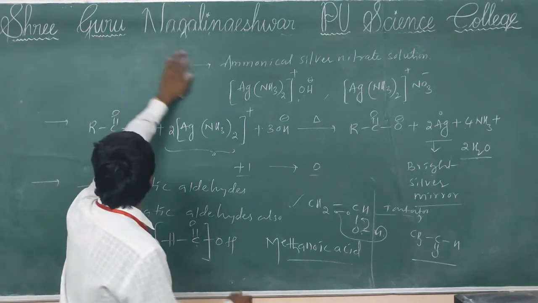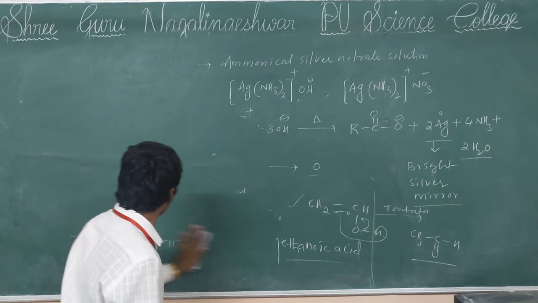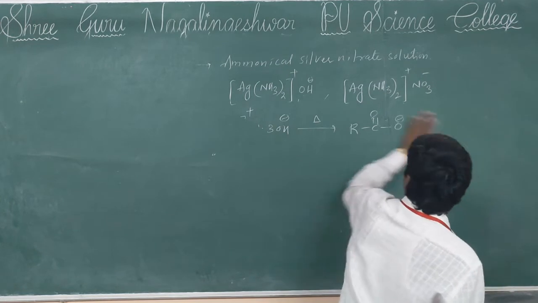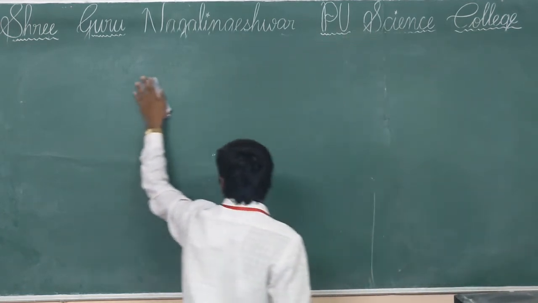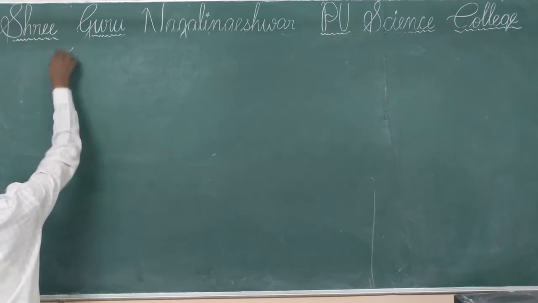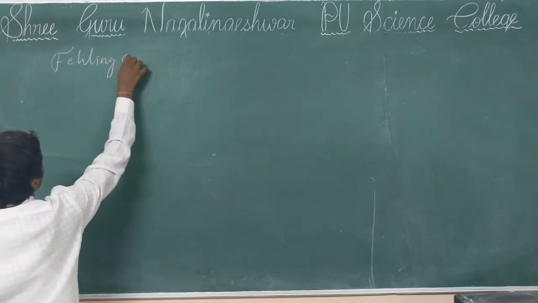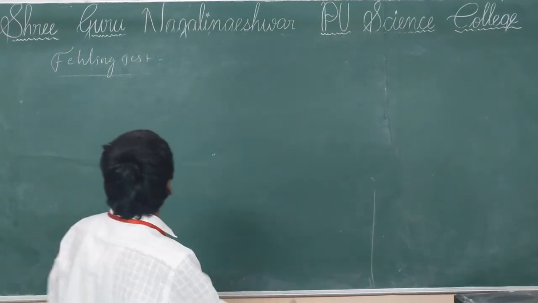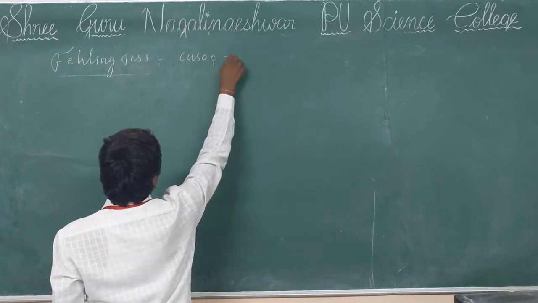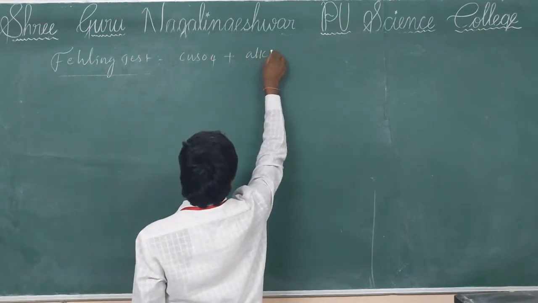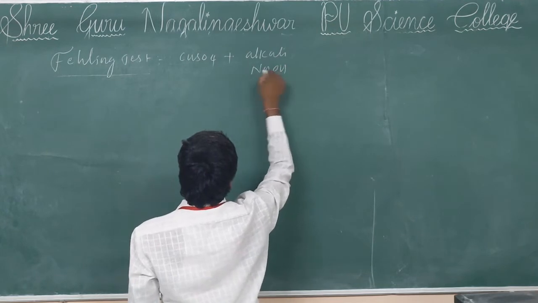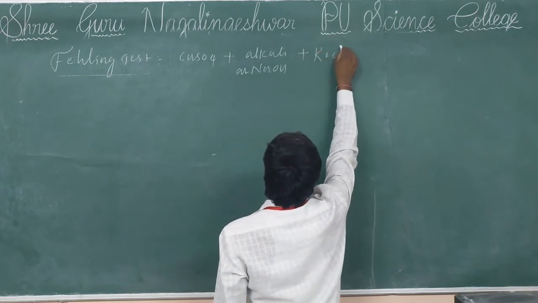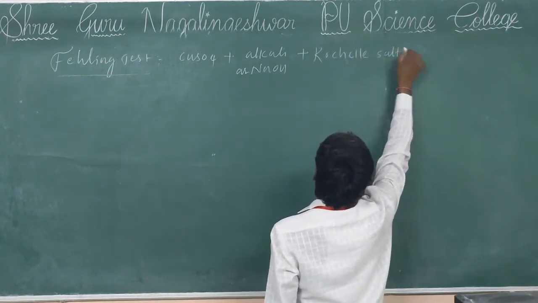Now next to discuss about the Fehling's solution, Fehling's test. Okay. They'll ask what is a Fehling's solution. Fehling's solution is copper sulfate plus alkali. Here the alkali we will take is aqueous sodium hydroxide plus Rochelle salt.